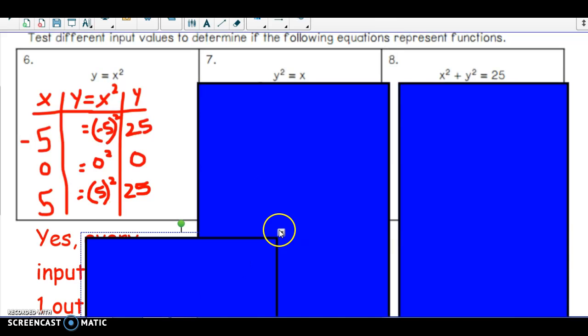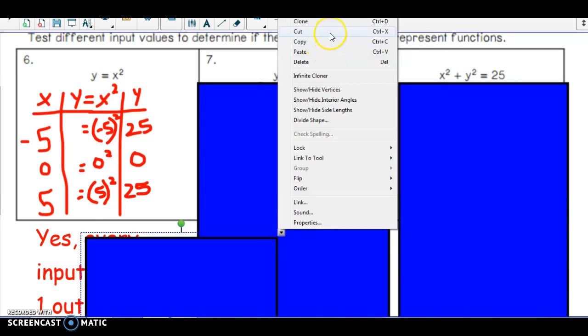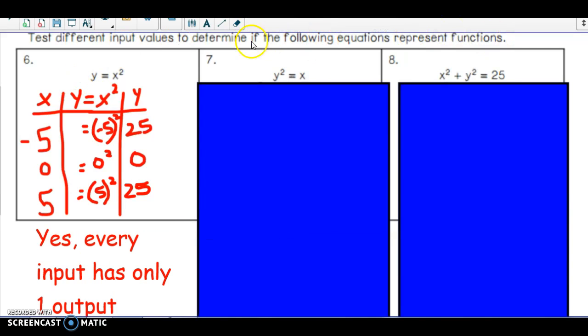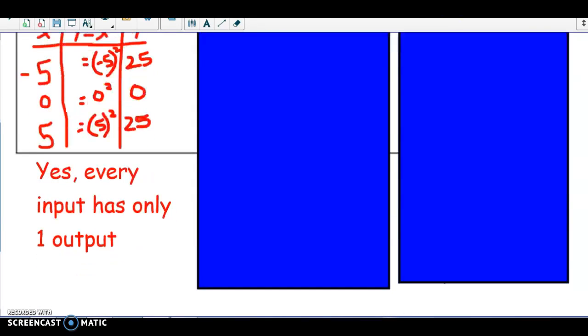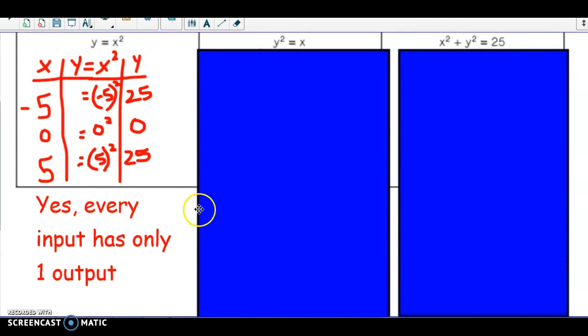So on your paper, you need to answer the question, is this a function? And then you need to verify your answer and why you know it is. We said it's a function because every input has only one output.